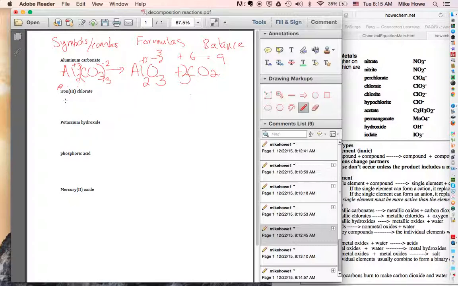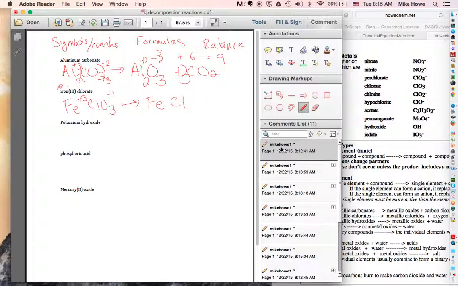These are all decompositions. So I've got an iron 3 chlorate. Chlorate is a polyatomic ion again. Iron is +3 and chlorate's -1. We'll just go ahead and put the charges up here. And that yields iron 3 chloride.